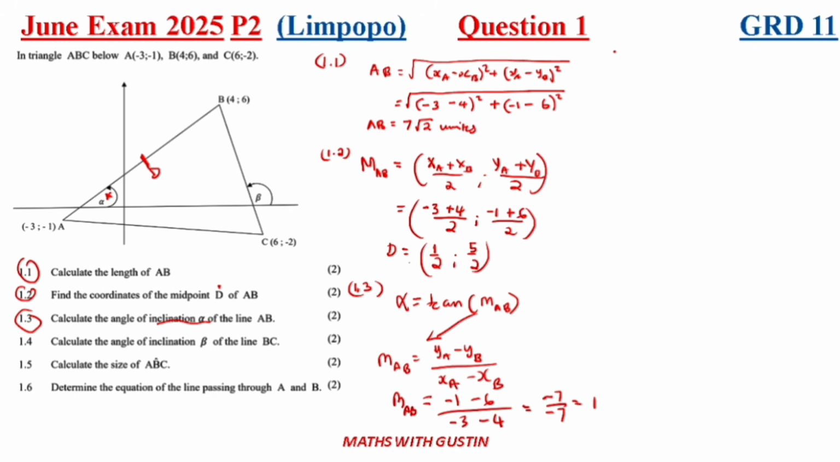So now we're going to come here. I'm going to continue up here, guys. We're going to come here and say alpha is equal to tan.